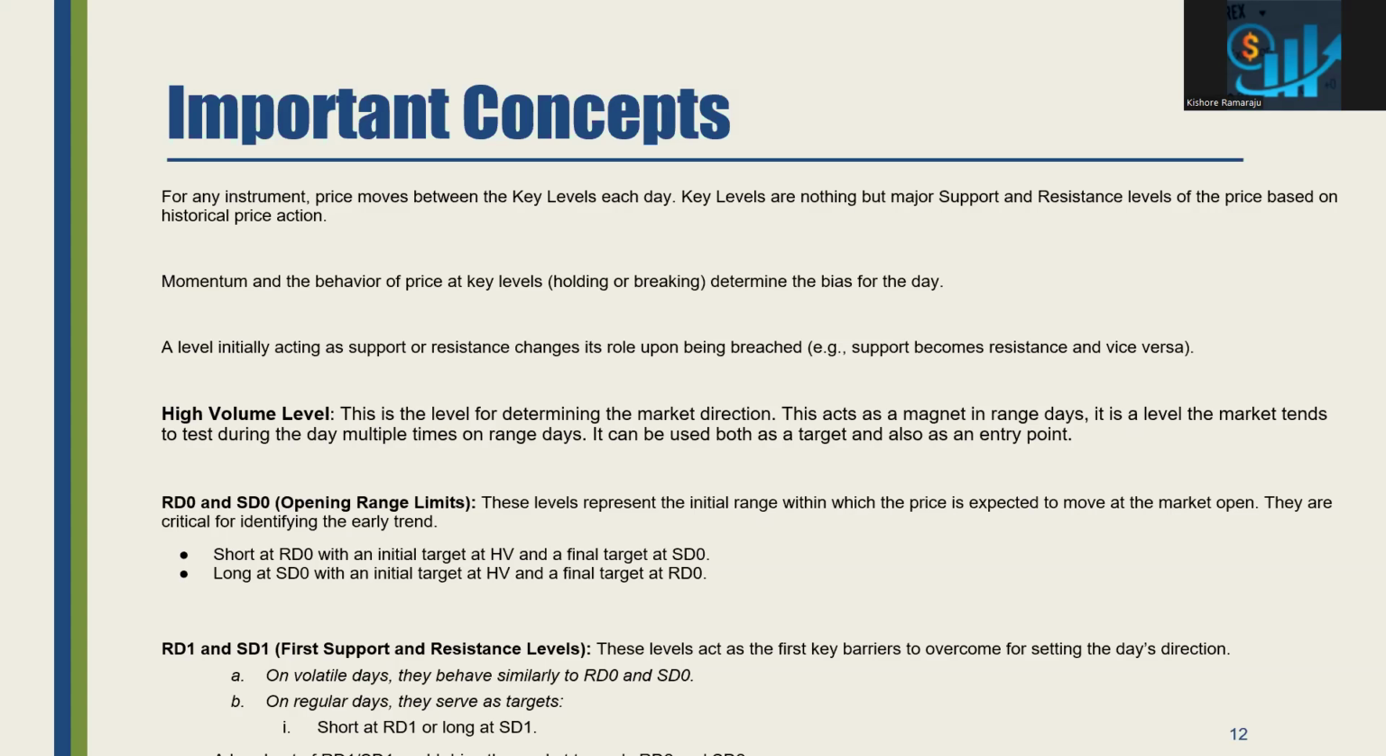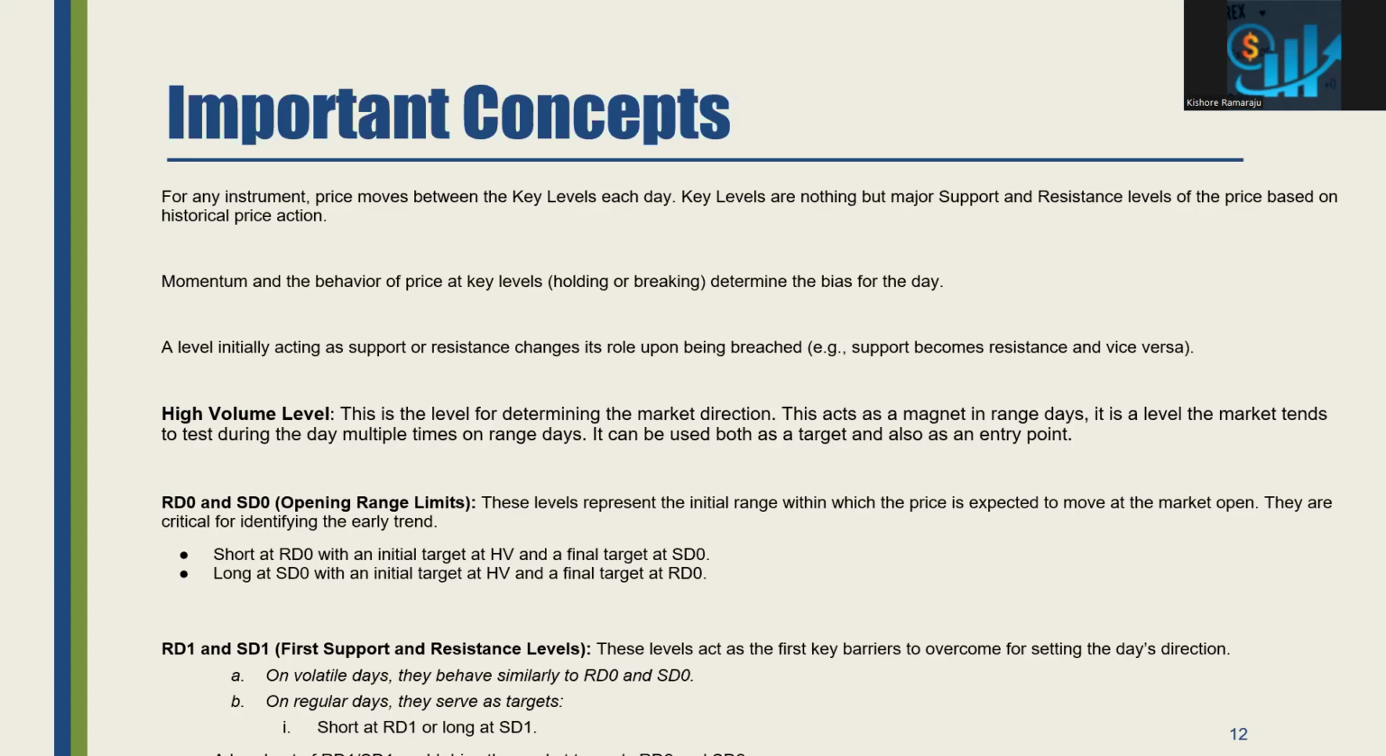Then you need to understand what RD0 and SD0 are, which are nothing but your resistance and support, right? Even though it is zero, that means it is the immediate next one. That's why we have RD0, RD1, RD2, RD3 like that. So RD0 is nothing but the first resistance level. Generally when market opens, price will try to move between these two levels, resistance and support levels, right? RD0 means resistance 0, SD0 means support 0.